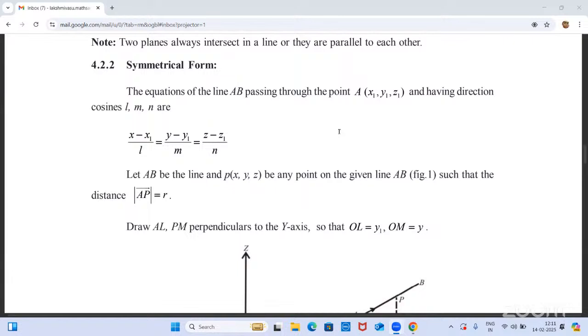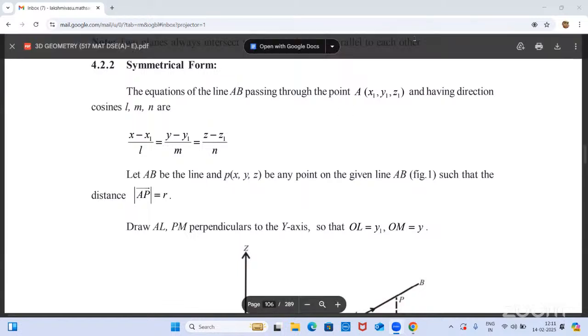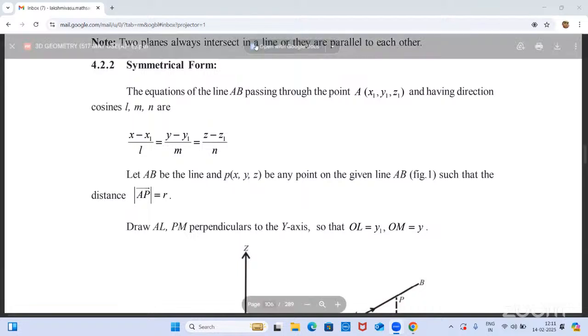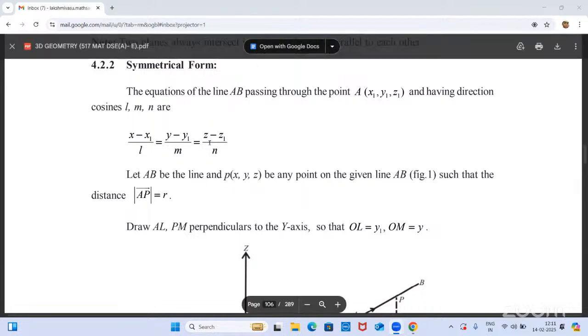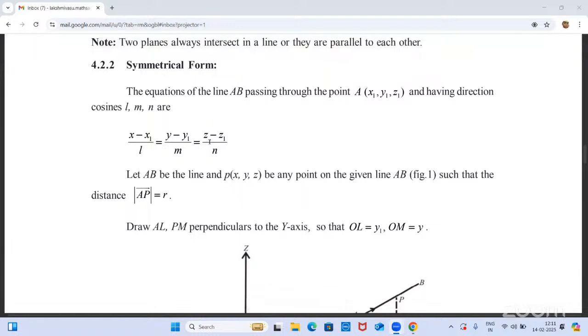Given the point, point A is on the line. Okay, given that point A (x1, y1, z1), that point is on the line, and l, m, n are the direction cosines. Okay, now here the formation, just you have to see. What is that? The line representation. Here, x minus x1 by l equal to y minus y1 by m equal to z minus z1 by n. Now, this is the symmetrical form.